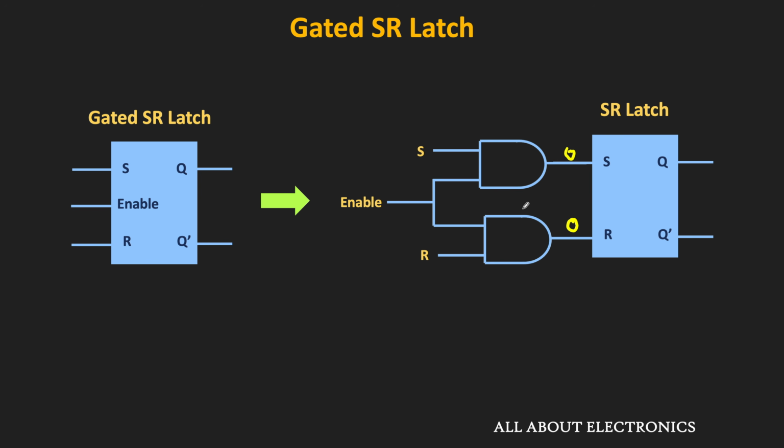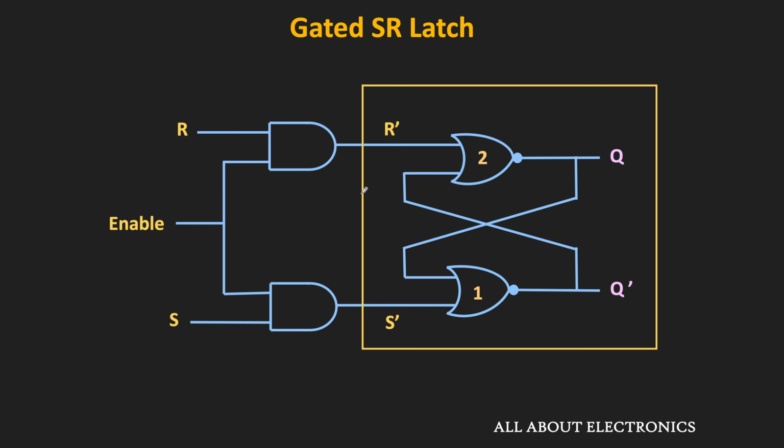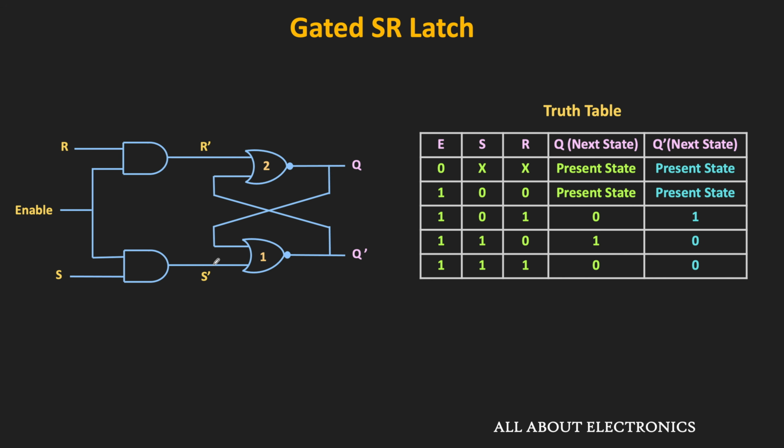So if you see the internal circuit of this gated SR latch, then it will look like this. As you can see, two additional AND gates are added to the normal SR latch. Here this R dash and S dash are the inputs of the normal SR latch, and this S and R are the external inputs which we want to apply to the latch. So this is the truth table of this gated SR latch.